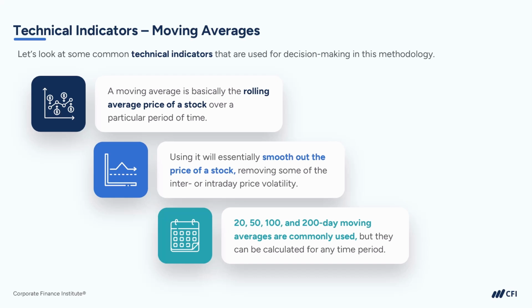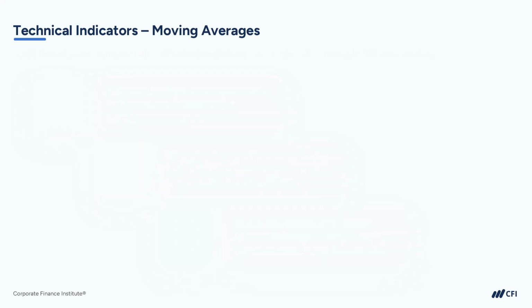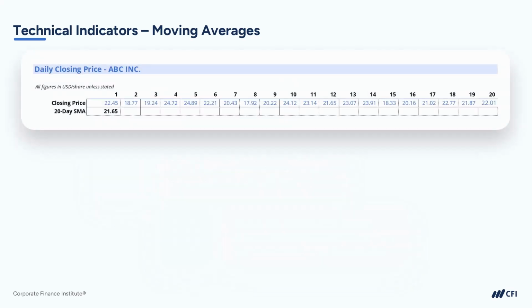Think about it. If you're analyzing a stock that's extremely volatile but range bound, it may be helpful to smooth out the price for better decision making. Let's take a look at that in an example. Take a look at the daily closing price of this stock, ABC Inc., for the last 20 trading days.